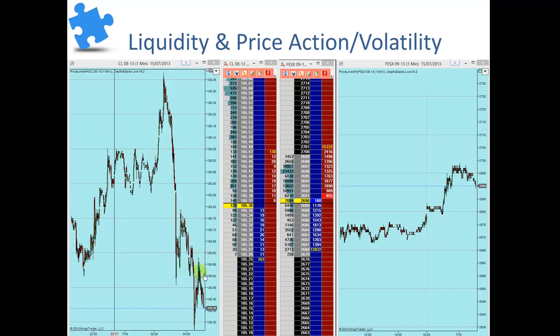And when this 105.50 area broke here again, we can see this push down. Okay, so that's a thinner market. Now, if you look over on the right, looking at the FESX, how does that chart really help you?